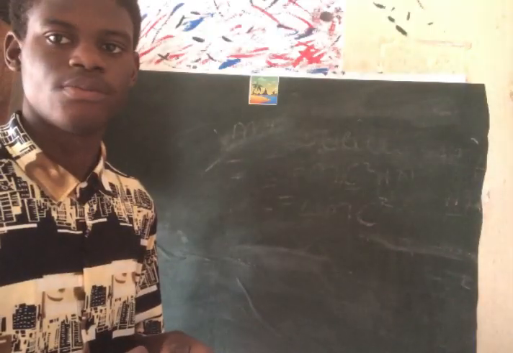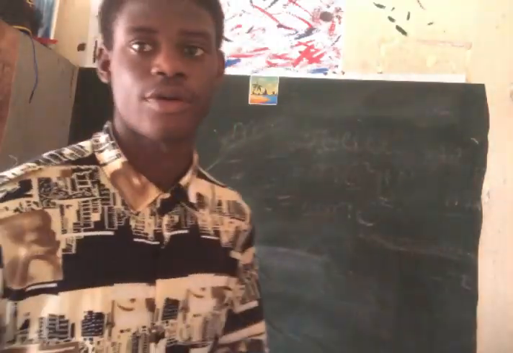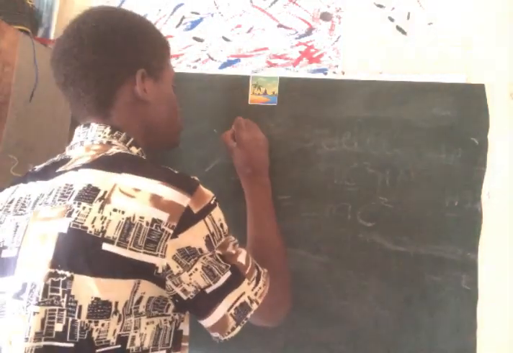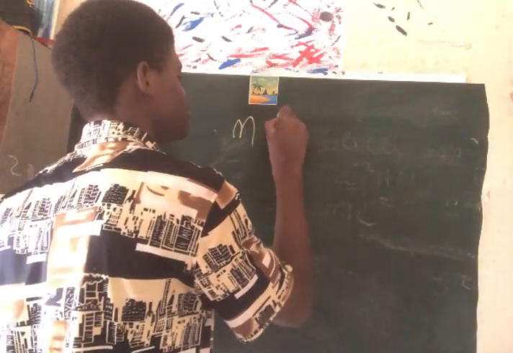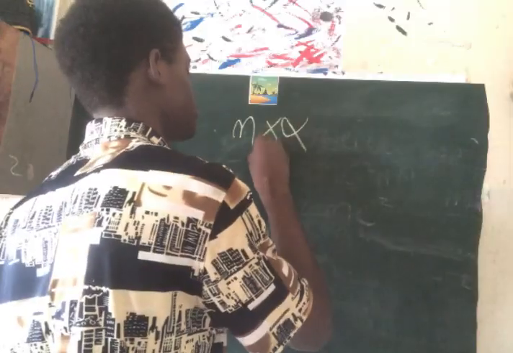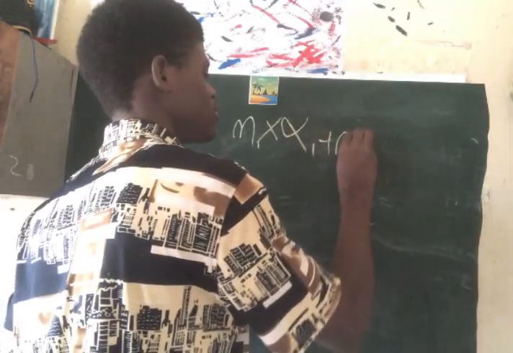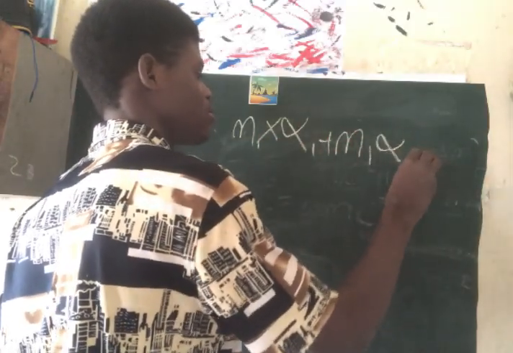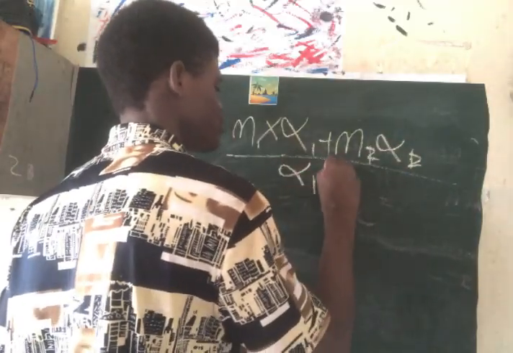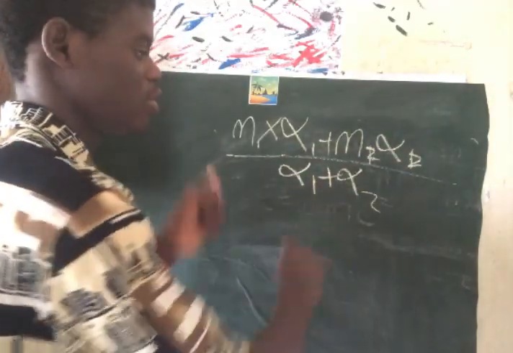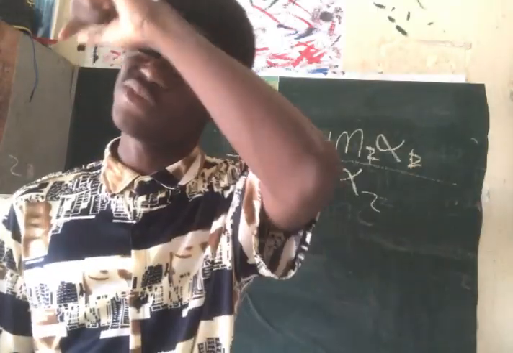So how do we do the calculation for isotopes? There's one where you calculate the atomic number. The atomic number will be the mass of the isotope times the relative abundance, plus the mass of the isotope times the relative abundance, over 100. So there are different ways of solving isotopes.